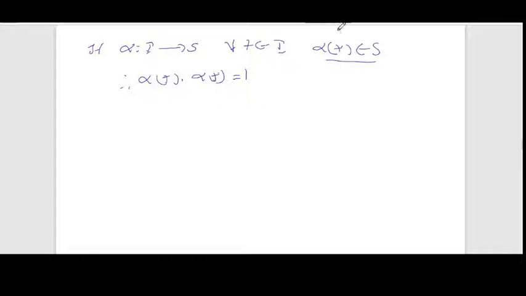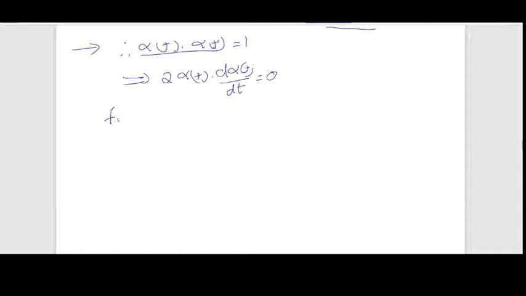Now find the derivative of this. So this implies the derivative of alpha of t dot alpha of t equals 0. That means 2 times alpha of t dot d alpha of t by dt equals 0. We differentiate this equation, then we will get this.